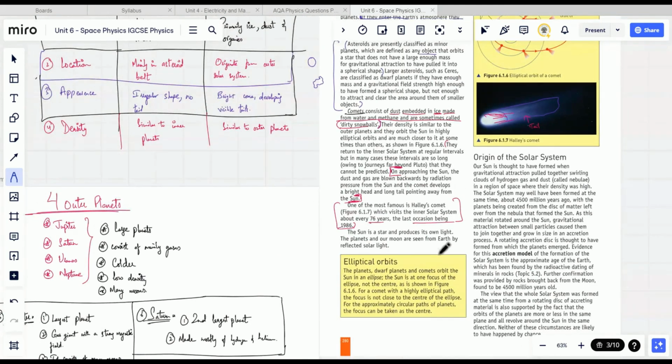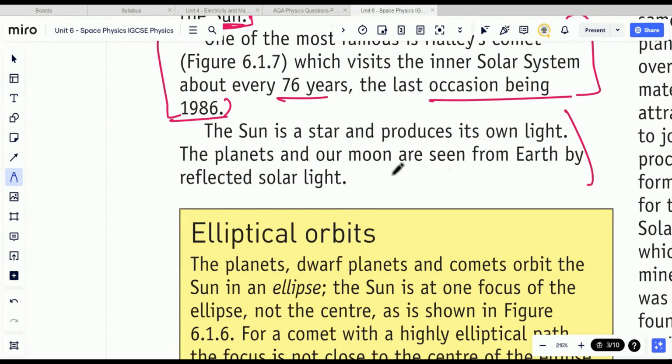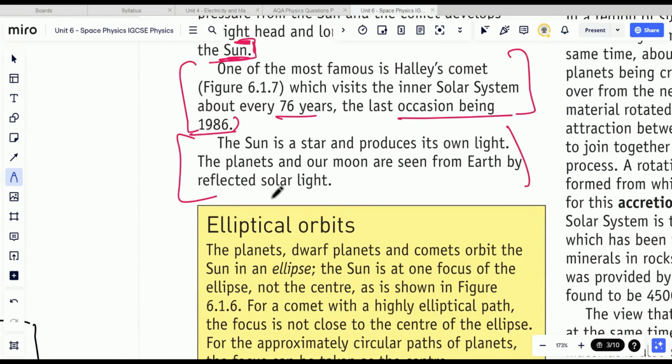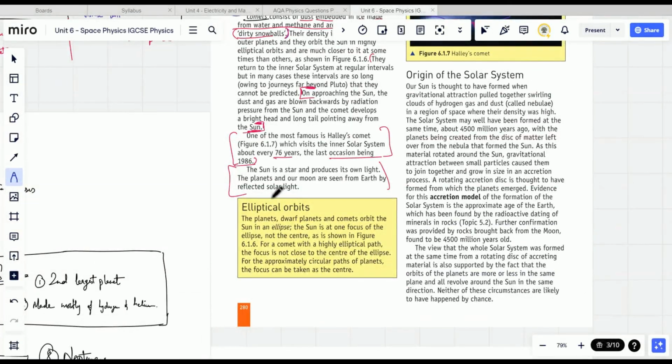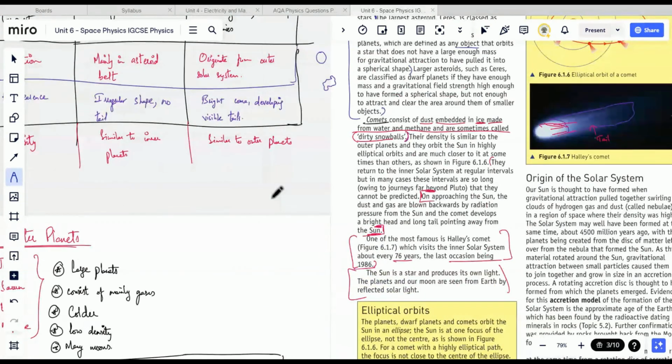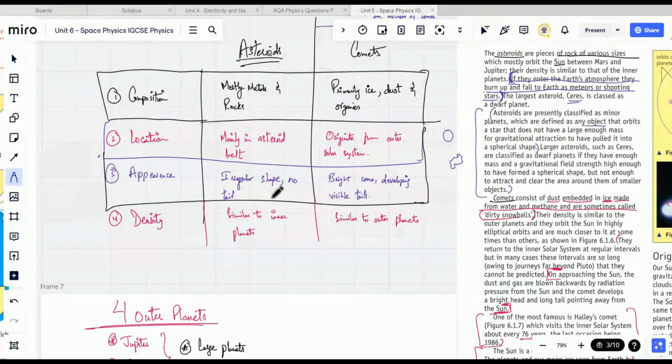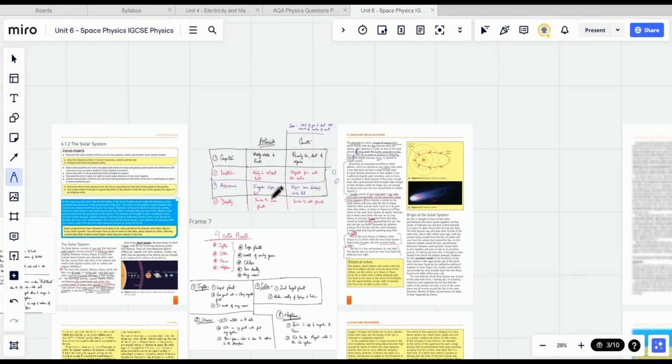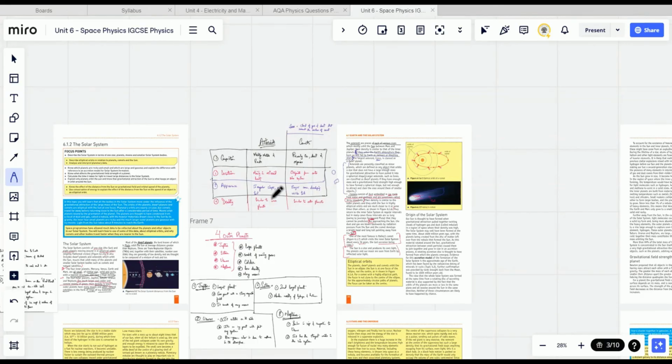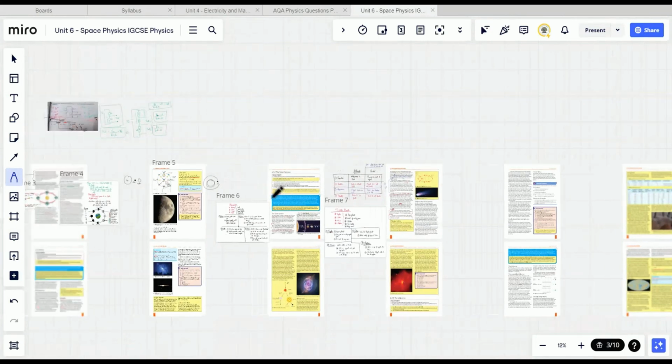Okay, and the last thing you see here is written about the sun. You all already know enough about the sun. The sun itself is a star and it produces its own light. You all even know how it produces its own light, because of the nuclear fusion that's taking place in the sun. And the planets and our moon are seen from Earth by reflected solar light. Because of this light, everything is here. All these planets are here because of the sun. Everything exists because of the sun. If there was no sun, all the planets would have drifted away into the vast emptiness of our universe. Any questions? Any confusion till here?